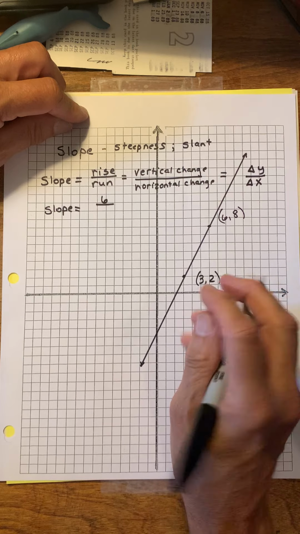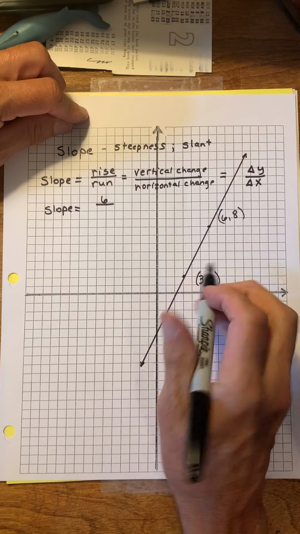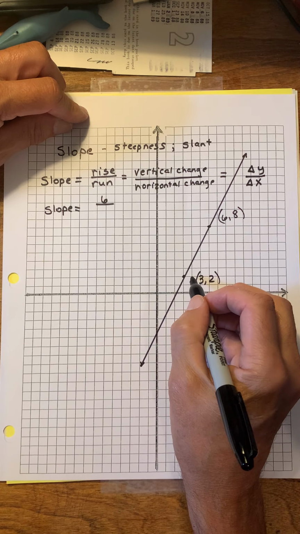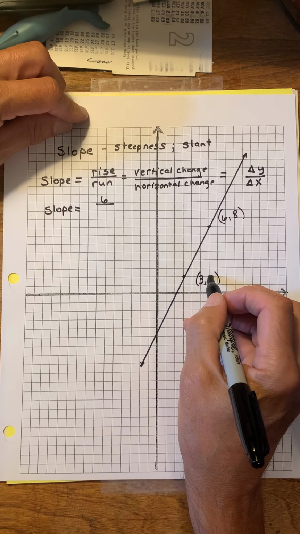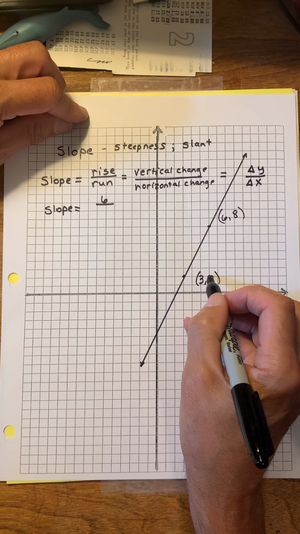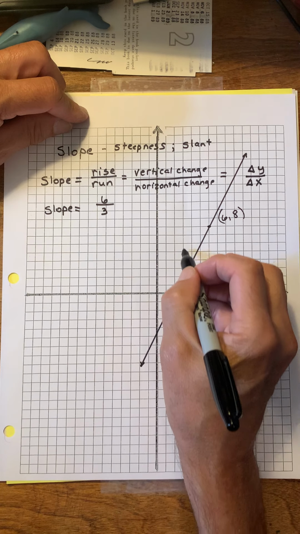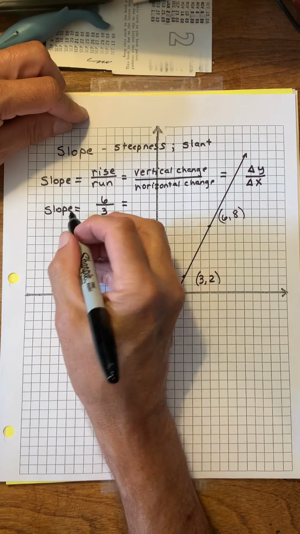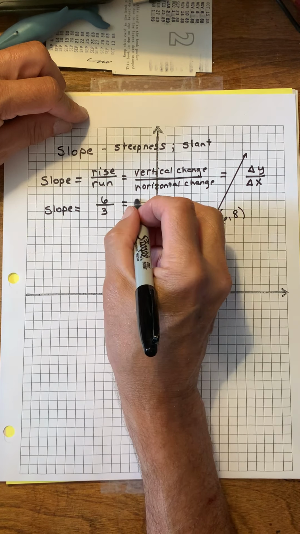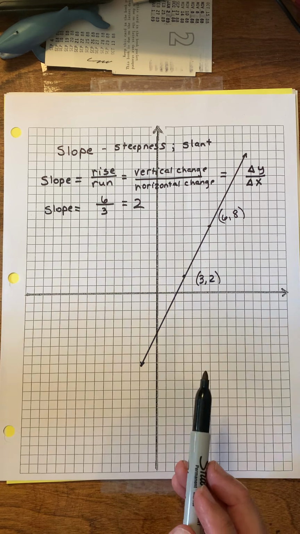The run, or the horizontal change between this point and this point, to get from here to here, I'd have to go 1, 2, 3 to the right. And 3 to the right, as you remember, is also positive. So I'd go 6 up, 3 to the right. Positive, positive. The slope of this line is 6 over 3 is 2. Slope of this line is 2. So we have a very specific number to talk about the steepness of this line.